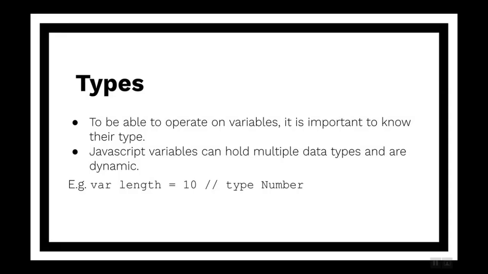So types. Now, type is very important when we declare a variable. That means we know what specific data type the variable will hold. So in this case, we have variable length equals 10. That means the variable length is of type number. If you were to store a string, this will be of type string. So if the 10 were in double quotes, that means we were holding the data type of string in variable length.